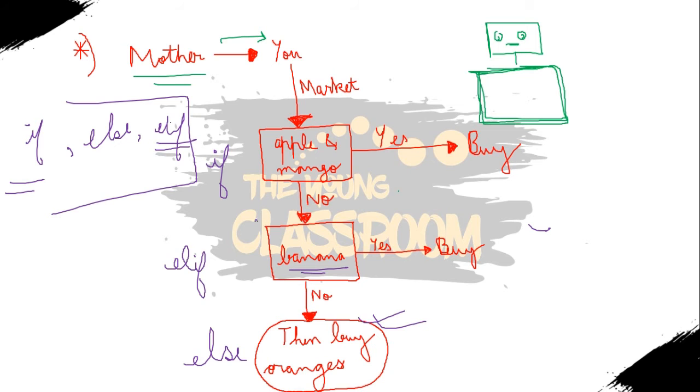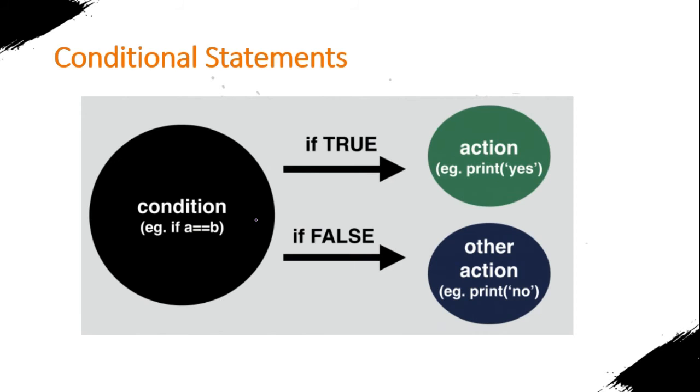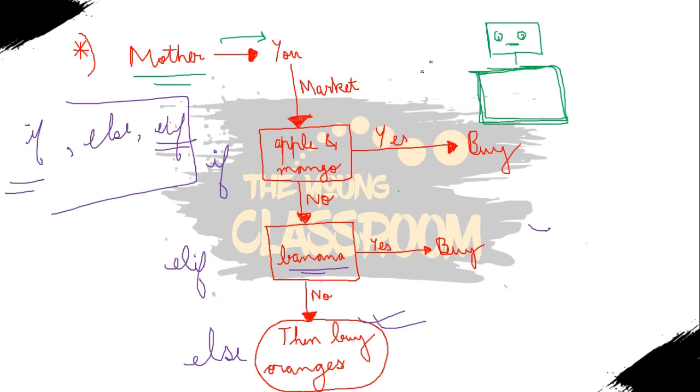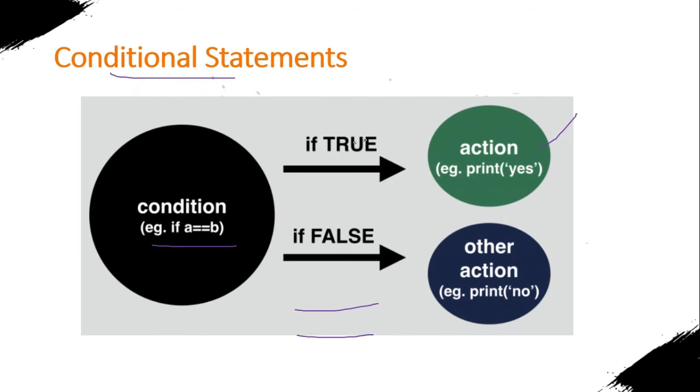Now coming to the syntax. What I mean by syntax is, first let us see the condition. If a is equal to b, if true we have to do something, and if false, we have to do something else, like we did, right? If it was a yes, we had to buy. If it was a no, we had to buy something else. This is what this flowchart explains.